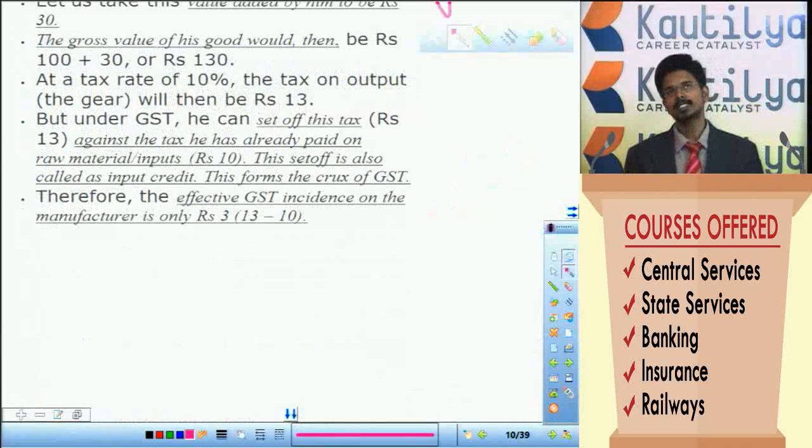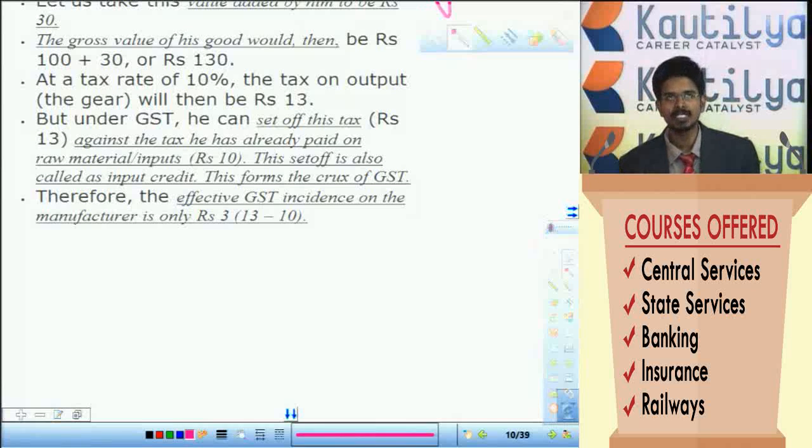Before GST, this is the tax that is levied: 10% of 130 rupees is 13 rupees. But under goods and services tax, the manufacturer can set off his tax, that is rupees 13, against the tax he has already paid on raw materials or inputs, that is rupees 10. This set off is also called the input credit. This forms the crux of goods and services tax. Therefore, the effective GST incidence on the manufacturer is only rupees 3.